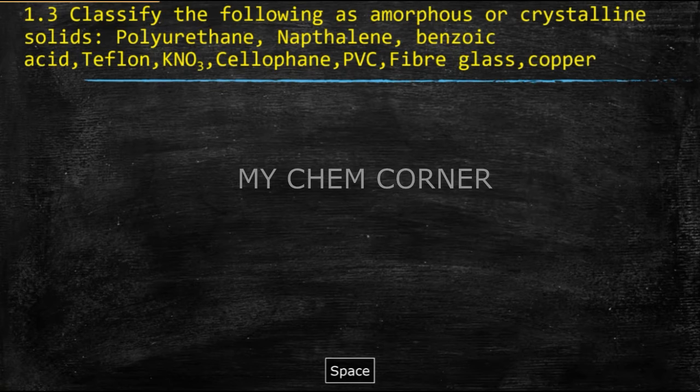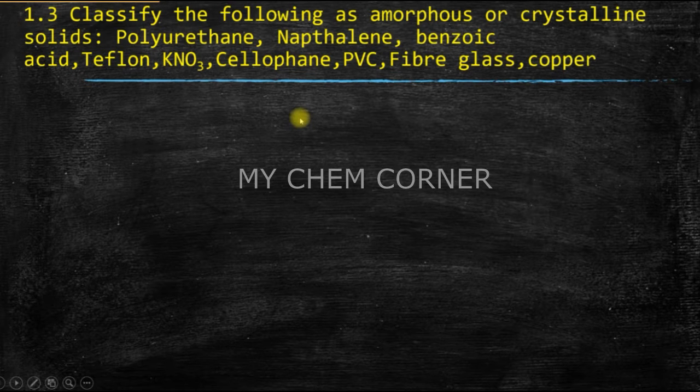Now the next one is, classify the following compounds as amorphous or crystalline solids. They've given certain compounds here. One is polyurethane, then they have naphthalene, benzoic acid, Teflon, potassium nitrate, cellophane, PVC or polyvinyl chloride, fiberglass, and copper.